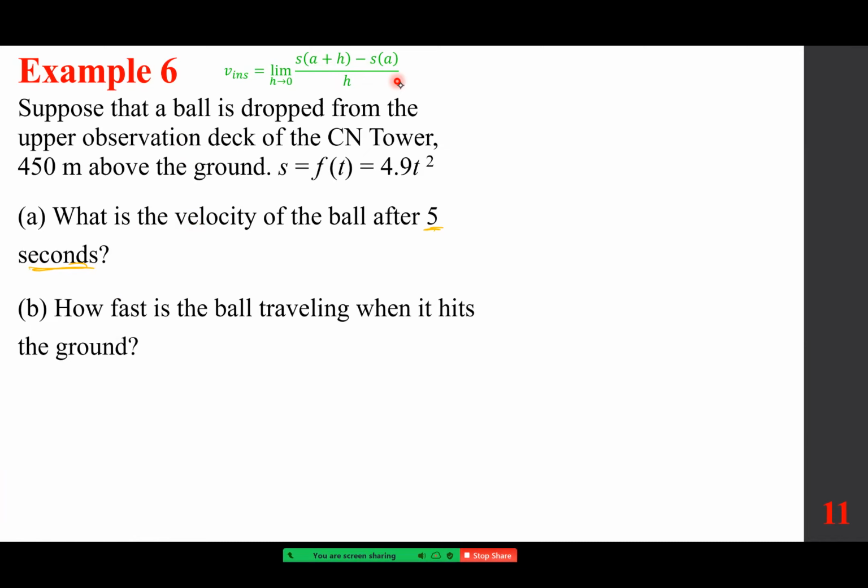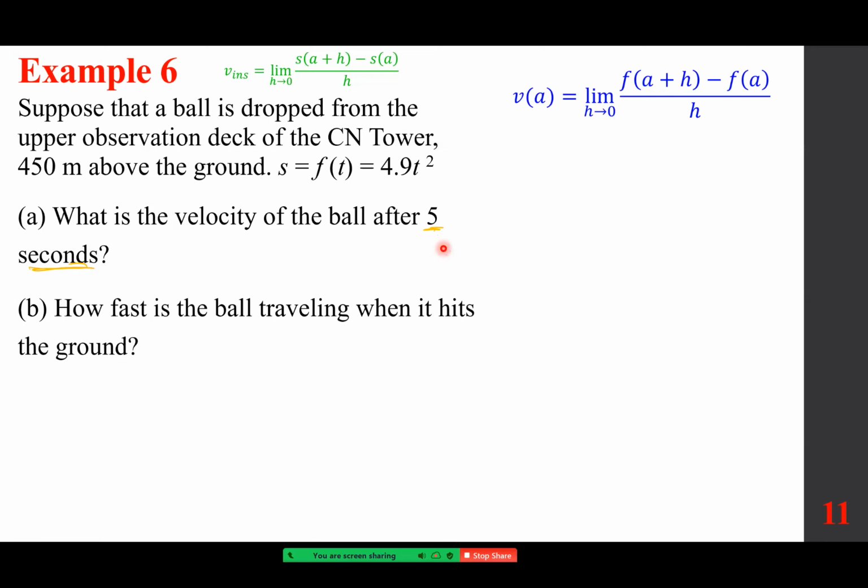So rather than using A as a 5 here, I'm going to use A just the way it's given, so it will make life easier when I go to part B. And A is 5, whatever the A that I find here, I can plug it in. In essence, we are finding the derivative in general. So let's find the instantaneous velocity with A being simply A. So I'm not going to replace the A with 5.